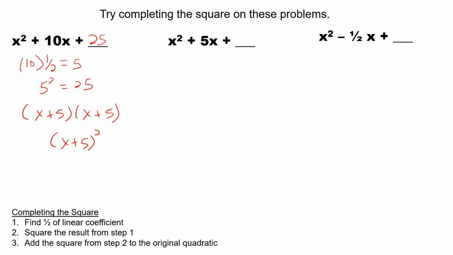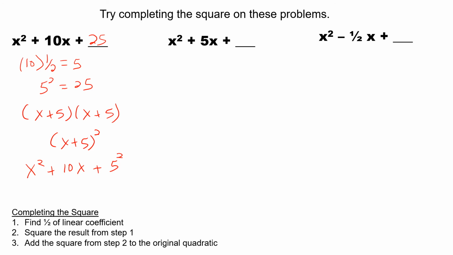Let's look at the next one. Try doing the next one on your own, following those rules. And before you do, let's look at this. Instead of putting 25 here, what if I had written this as x squared plus 10x plus 5 squared, because 5 squared is 25, and I left it as 5 squared instead of putting 25. Then I automatically know this is going to break down to 5.